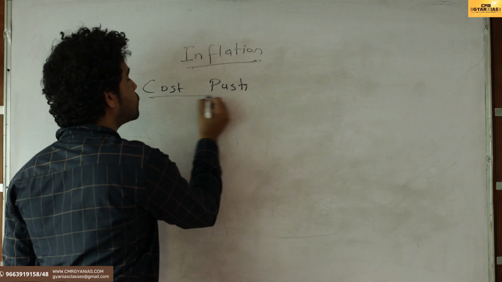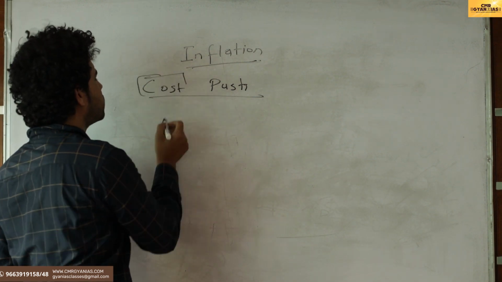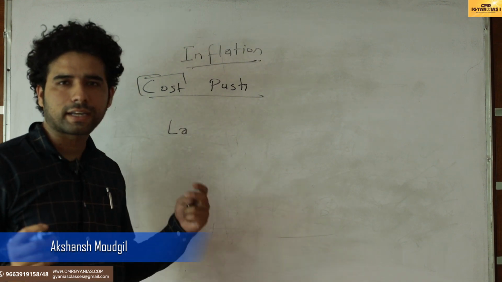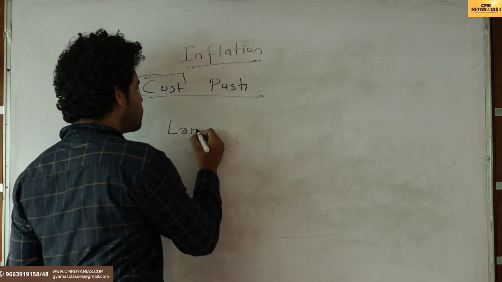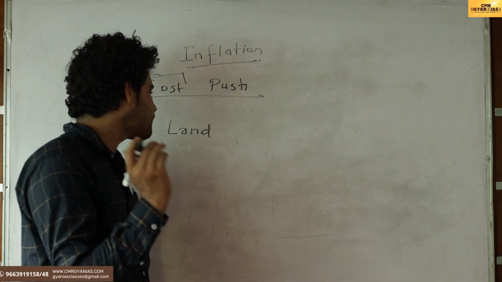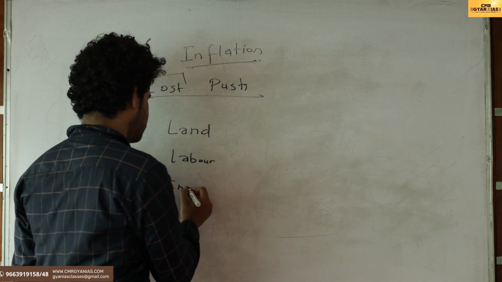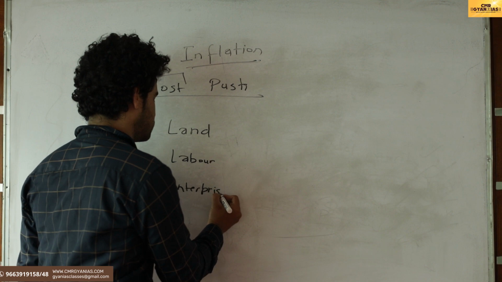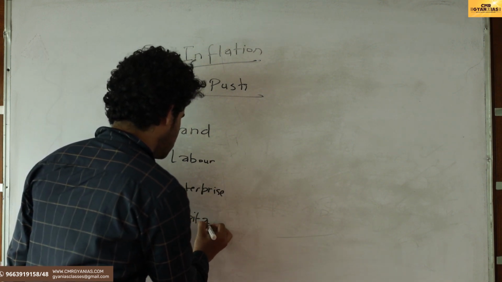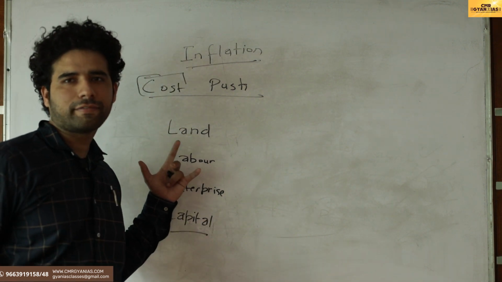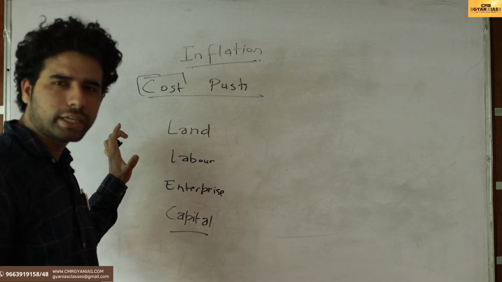Another type of inflation is cost push inflation. So what is this cost push inflation? First of all, there are some primary factors that are involved in production of different goods and services. Those four primary factors are land, labor, enterprise, and capital. So these are the primary factors that are responsible for production of goods in an economy.